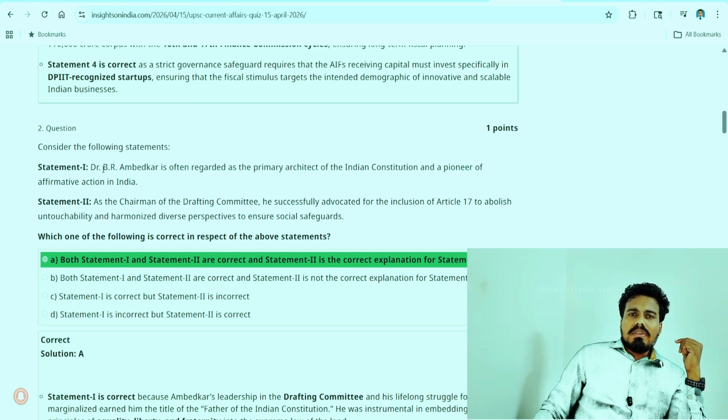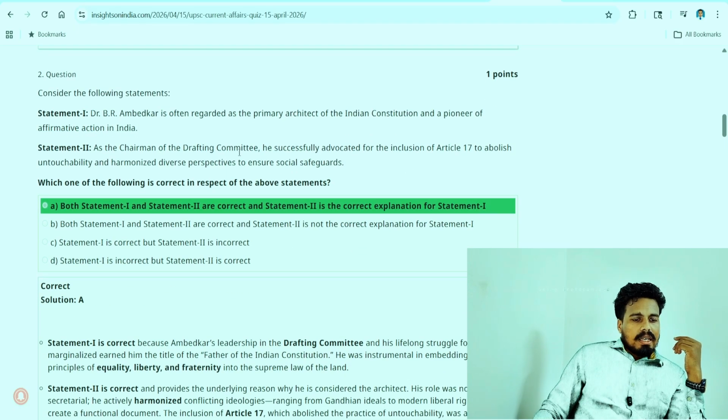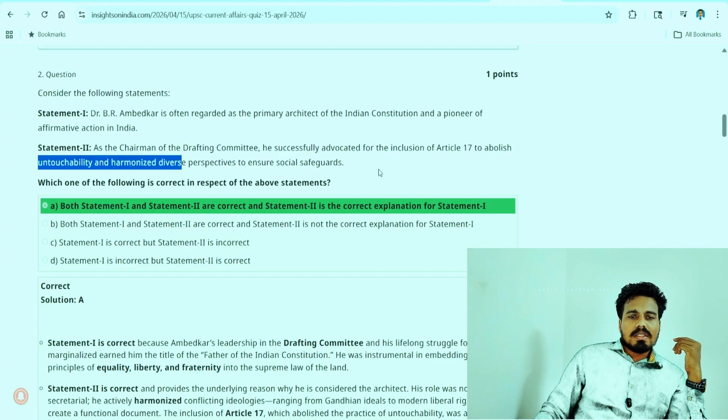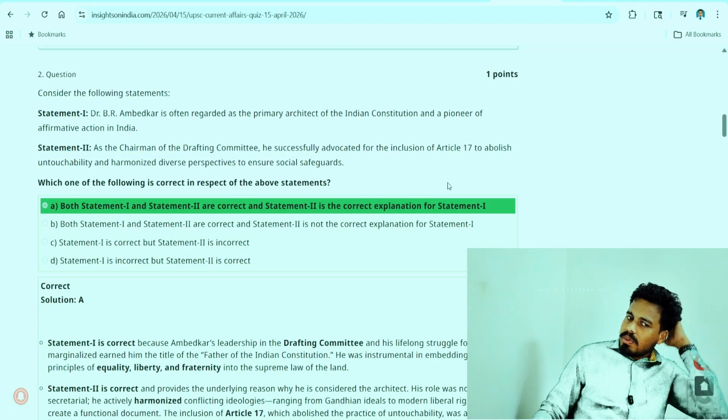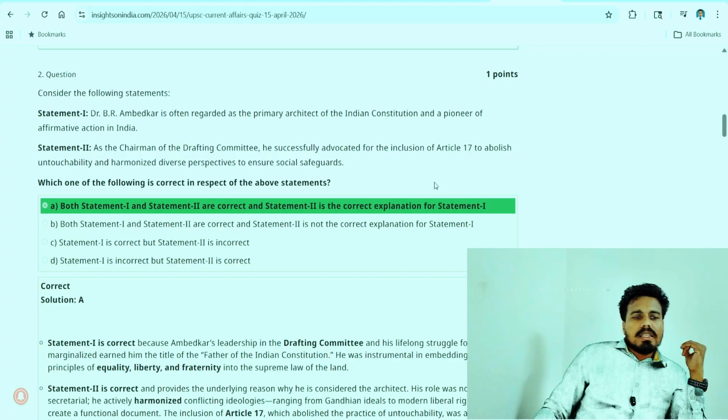Here we all know, right? Dr. B.R. Ambedkar, he is a primary architect of Indian Constitution. So why should we look back again for that? And a pioneer of affirmative action, and this will be clarified in the second statement. Affirmative action in Article 17 to abolish untouchability and harmonized. This is a straightforward question. If you have knowledge, you can instantly mark this option A and go on.